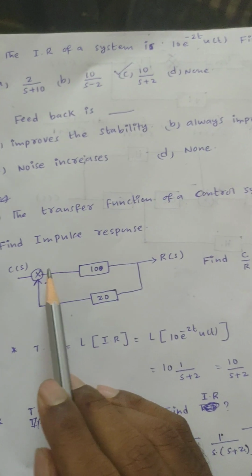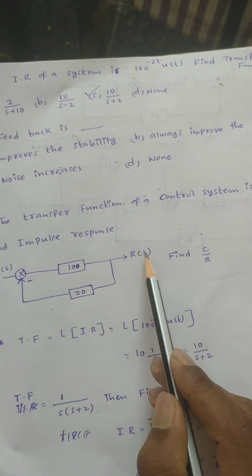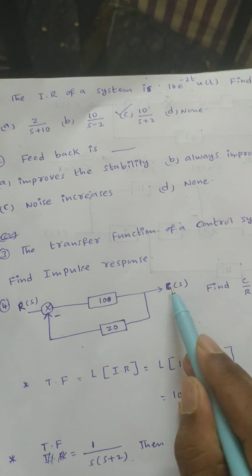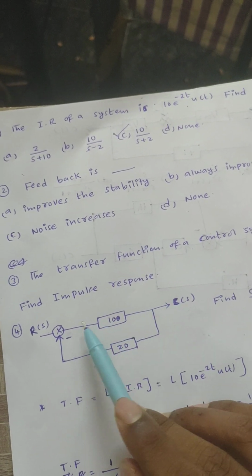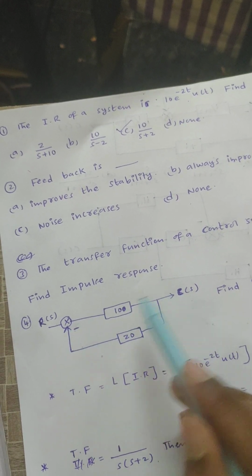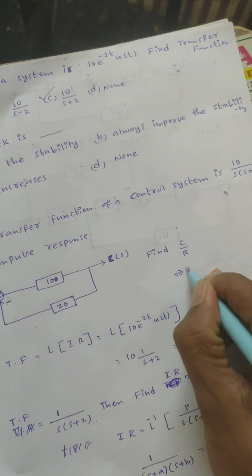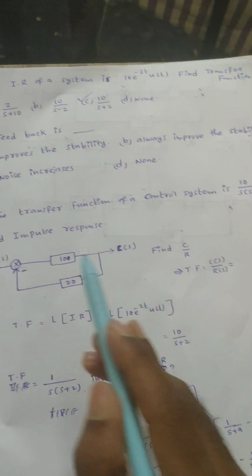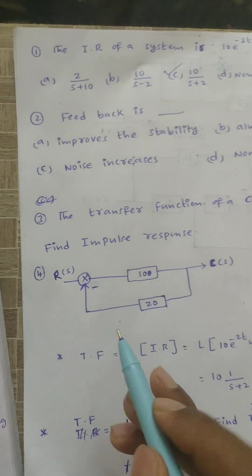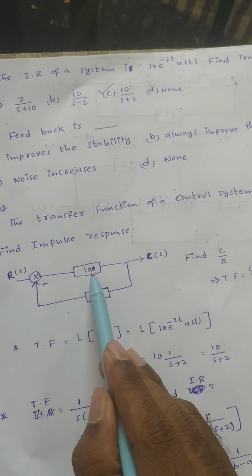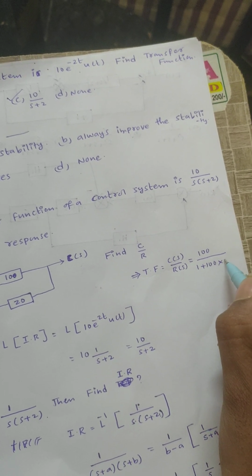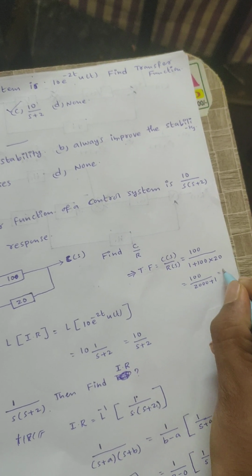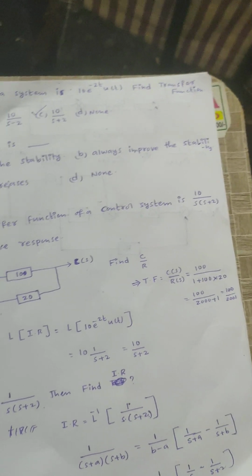Now see here, in this problem, find the transfer function C of S by R of S. What is the formula for transfer function? This is negative feedback, so G of S by 1 plus G of S into H of S. Then C of S by R of S equals, G of S value is 100 divided by 1 plus G of S into H of S. Here G of S is again 100 into H of S value 20, that is 100 by 100 into 20, 2000, plus 1, that is 100 by 2001 is the answer.